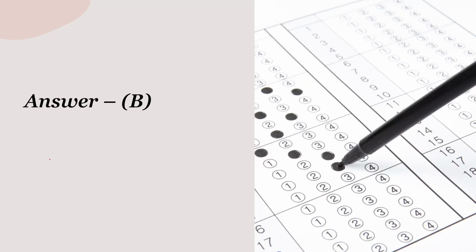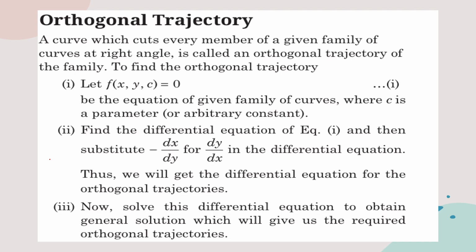All right, so now let's go to the next portion, orthogonal trajectory. Basically, orthogonal trajectory means we have to find the equation of a curve, or a family of curves, which intersects the given curve perpendicularly, or at a right angle. So a curve which cuts every member of a given family of curves at right angle is called an orthogonal trajectory of that family.